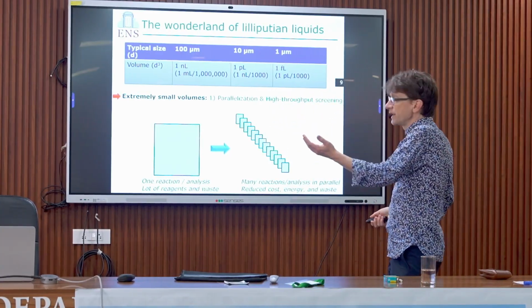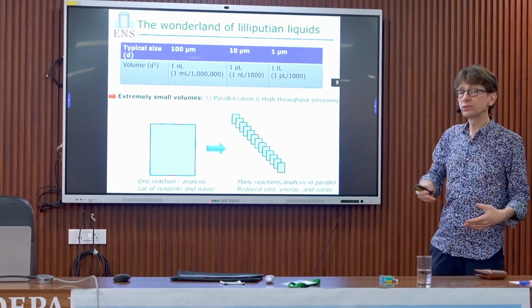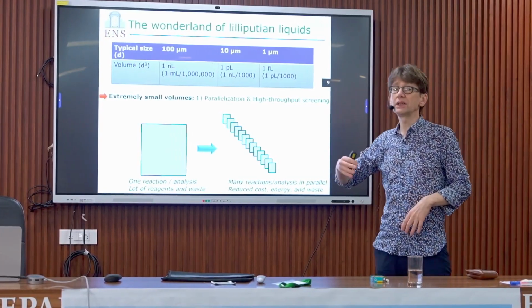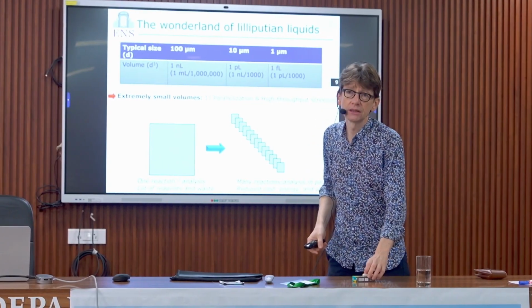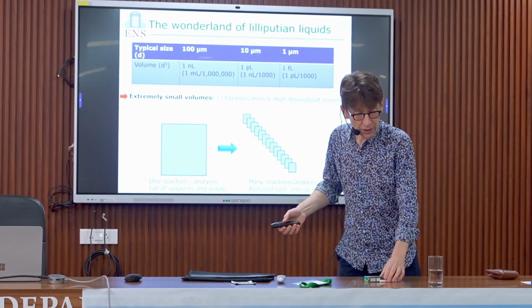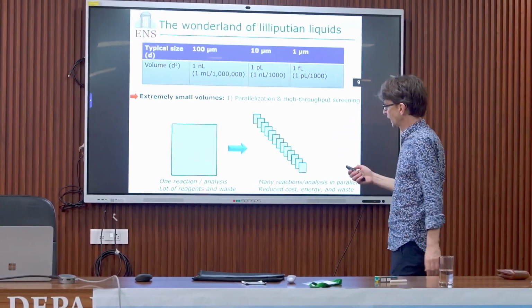So you can parallelize, so this is one way, like you can replicate something, but you can also do high throughput screening. So you can screen many compositions, many conditions, and then maybe we'll find something very interesting.